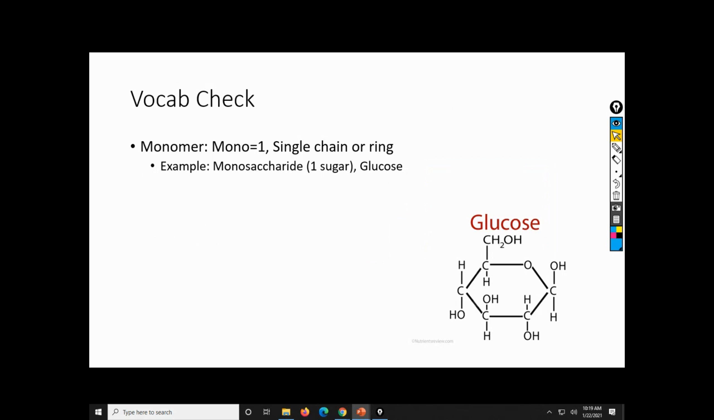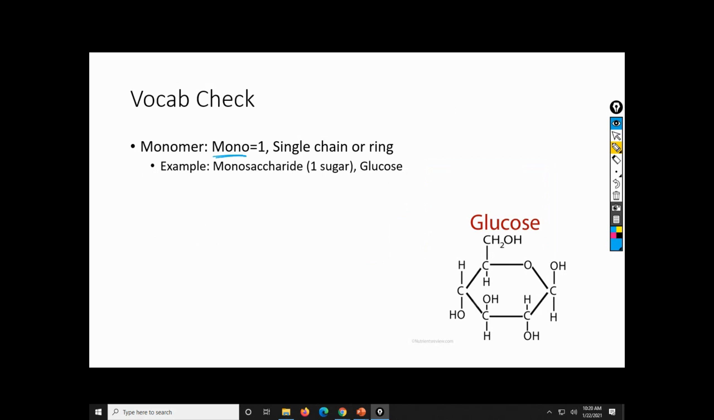Okay, some of these may be more familiar than others. So when we use the term monomer, and specifically we're going to focus on some of these prefixes because they're going to help us navigate through a lot of terms. All right, we know mono. Means one. So this is going to be anything that we encounter that is a single version of that biomolecule. So it's going to be a single chain or ring.